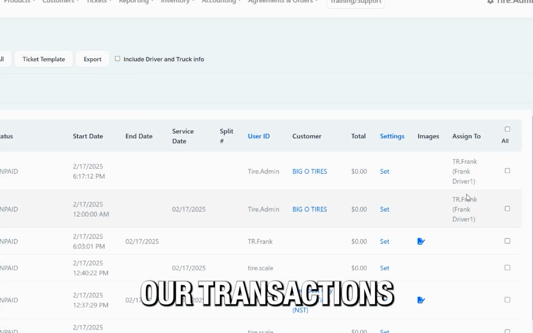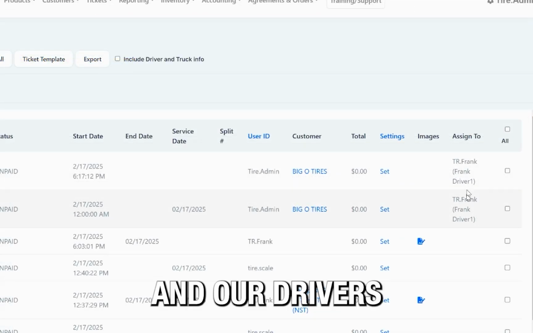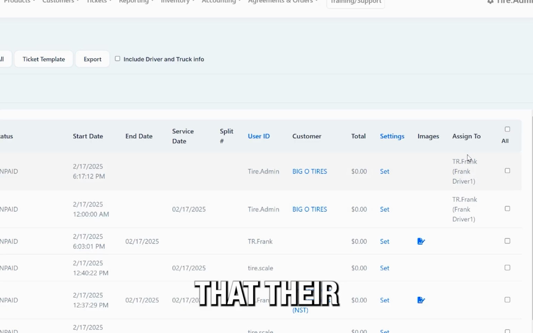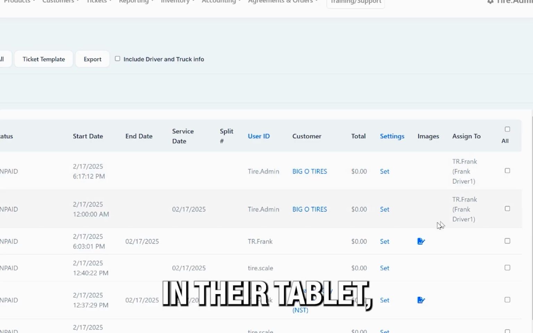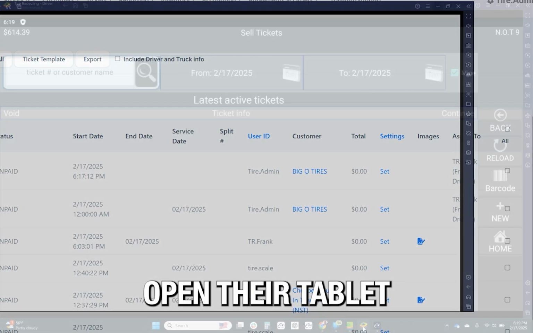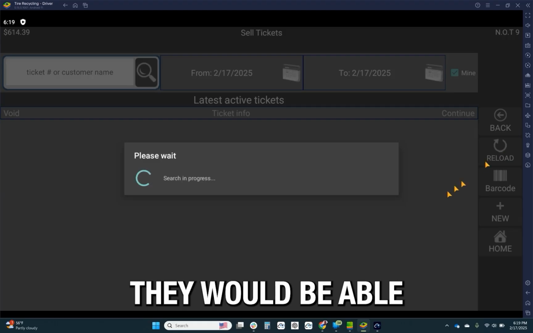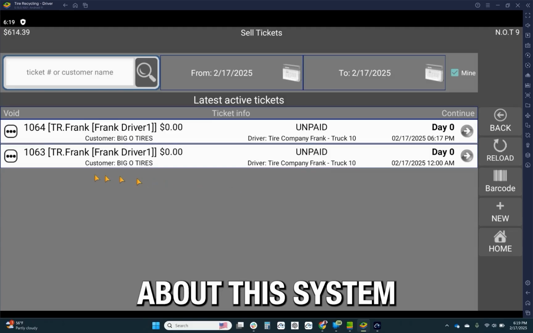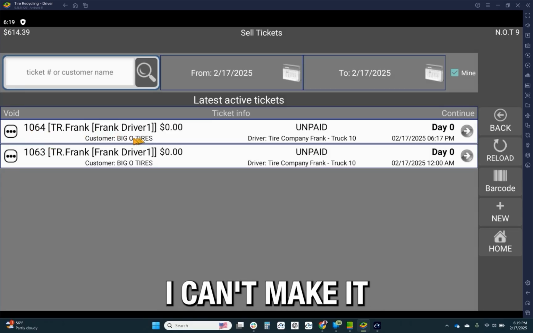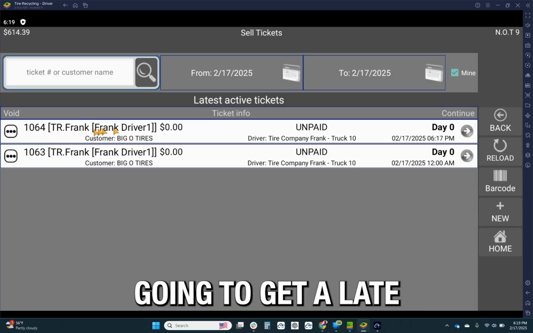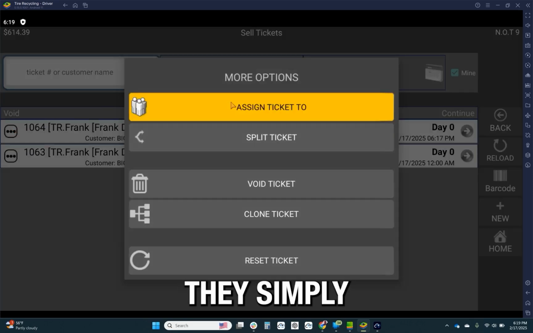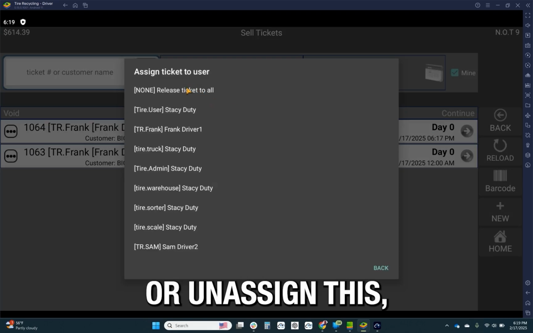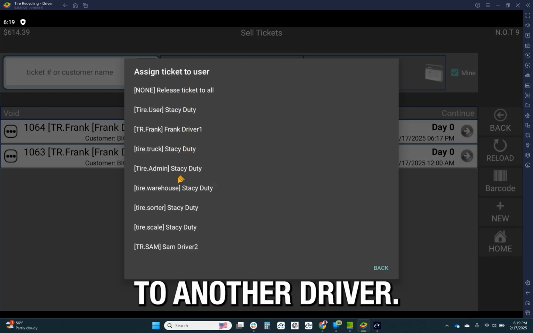Once we've got our transactions for the day set, and our drivers have been alerted through email that their transactions are sitting in their tablet, they simply can open their tablet. When they open their tablet, they would be able to log in and instantly see only their loads. Now, one of the best parts about the system is if this driver says, I can't make it that far across town, or I'm going to get a late start today, they simply can assign this or unassign this, or they can hand it off to another driver.